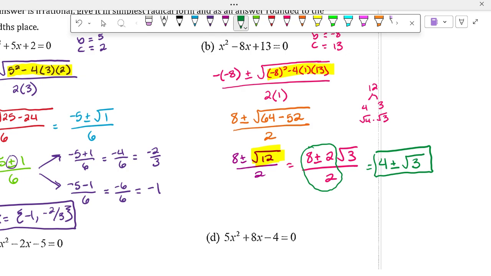No. Because you cannot combine the 4 and the 1 here because of that square root of 3 next to it.